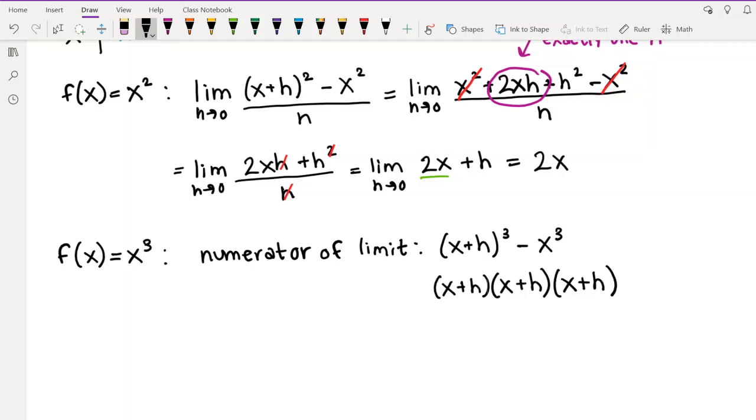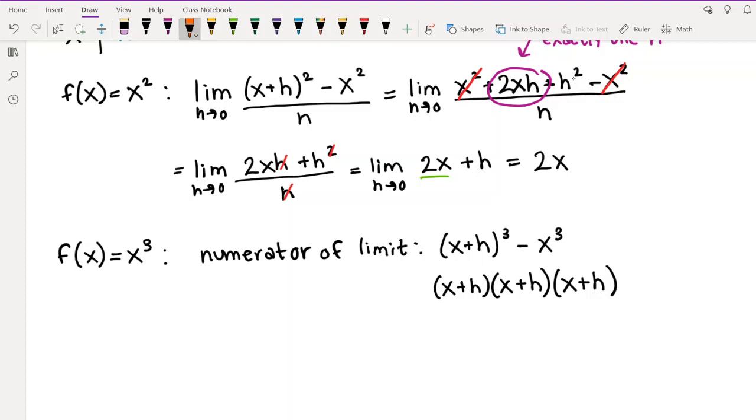So one way of multiplying this is what I did in the other video. In the video from yesterday, I multiplied two of these together first, and then I multiplied in the third (x + h). That's one way of multiplying three things together. But there's actually another way that I think will make it a little bit clearer what's going on here.